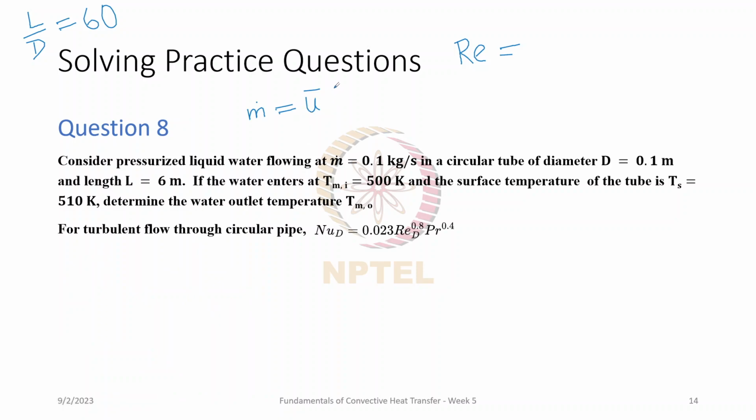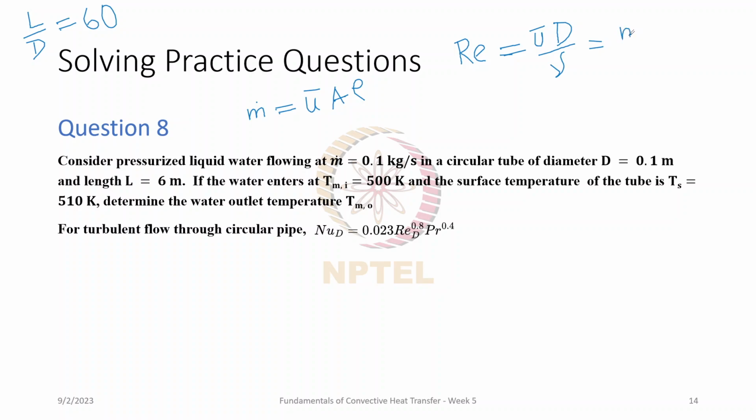So u bar into rho. This is m dot, and Re is written as u bar into, let's say, d divided by mu. So u bar can be written as m dot divided by rho a, and a itself is pi d squared by 4. So we will do all that simplification now.